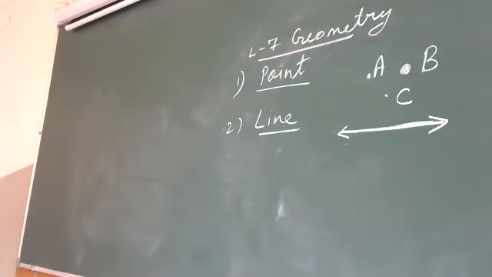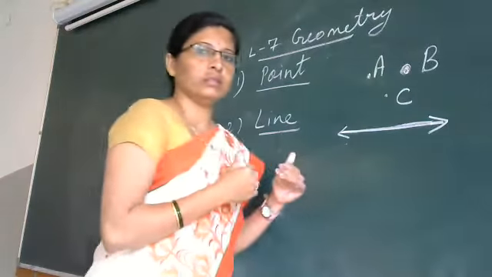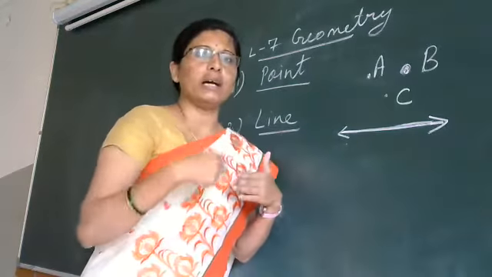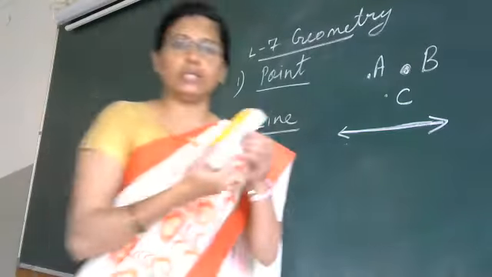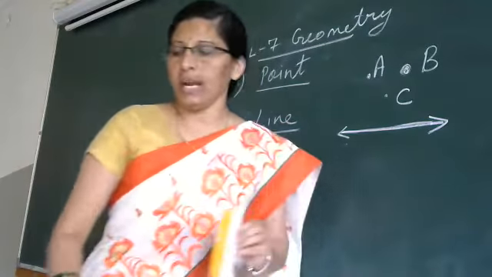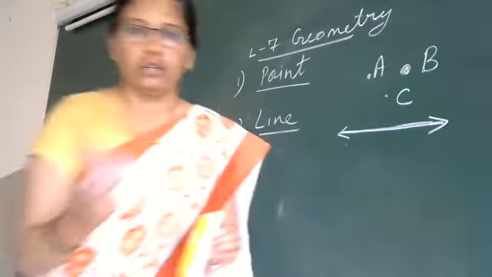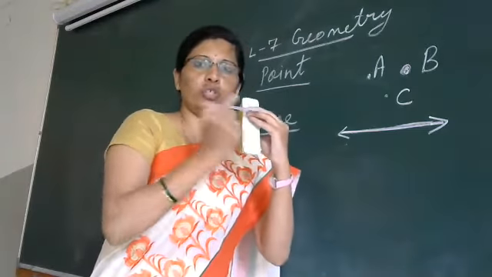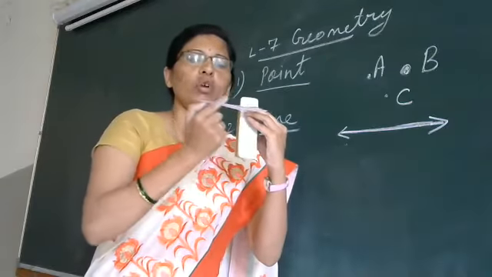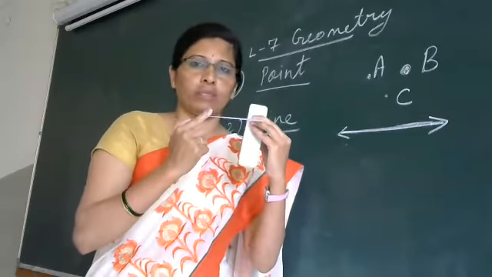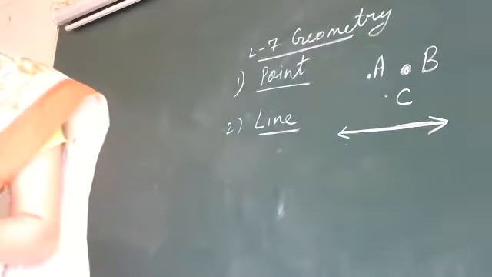Yes, you can see your table. The table also, the corners and edges, has a straight line. You can see this duster, a straight line. You can see many geometrical shapes here. See, this is a geometrical instrument. You are getting a straight line here. Okay.